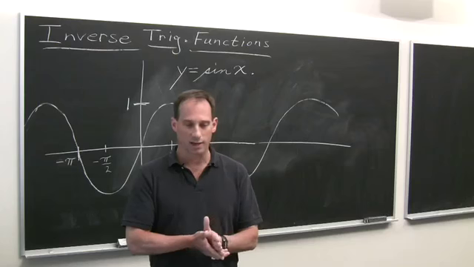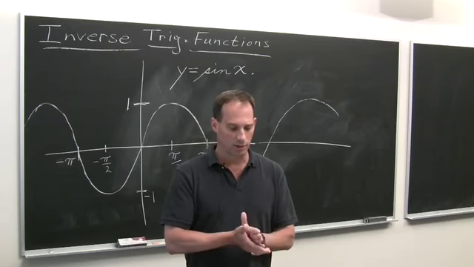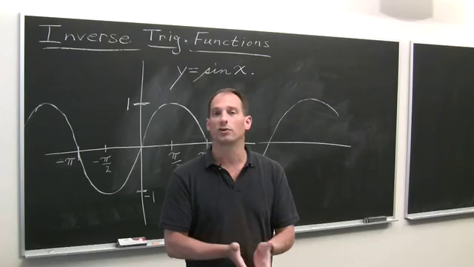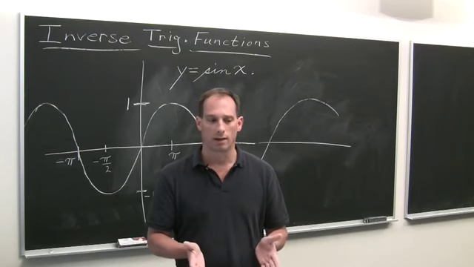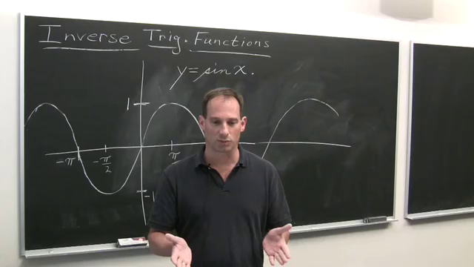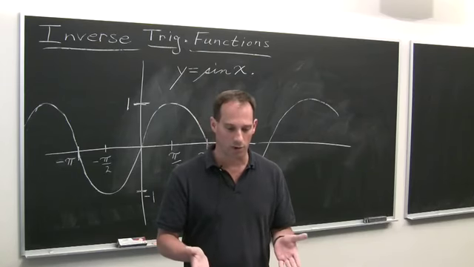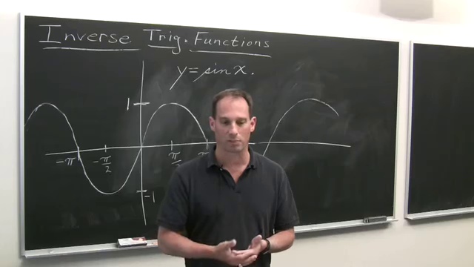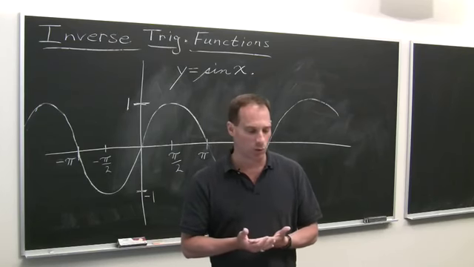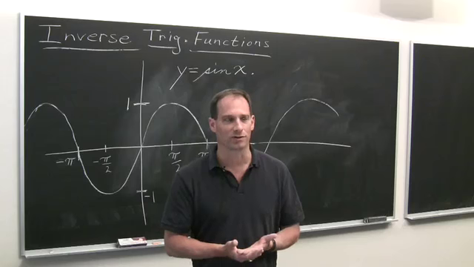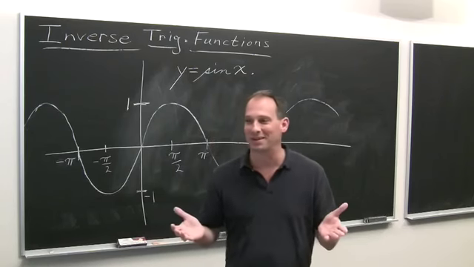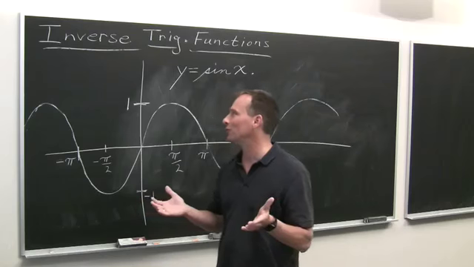inverse trig functions. To have an inverse function, the original function has to be 1-to-1. And trig functions are periodic. They're certainly not 1-to-1. The values repeat every pi or 2 pi. So they certainly don't have inverses. So what do we mean when we talk about inverse trig functions?